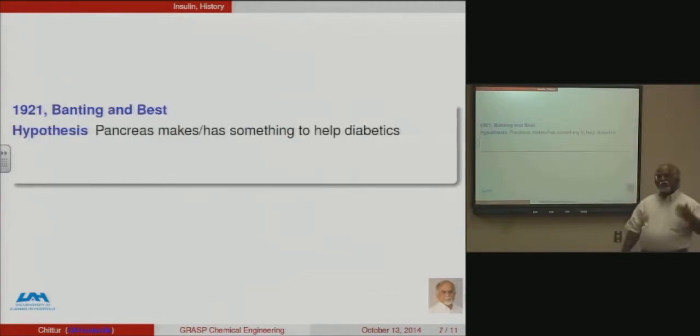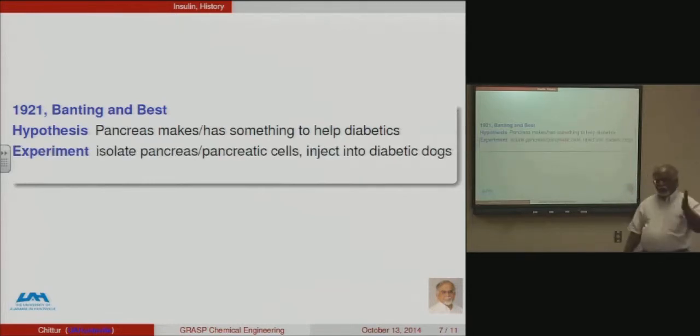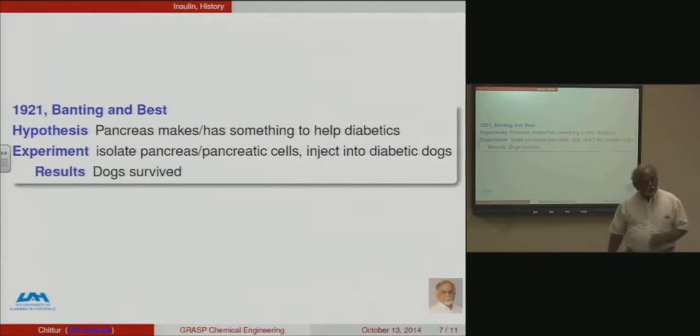That in turn led to experiments by a group in Toronto, a physician and I think a graduate student, and their hypothesis, as the others' hypothesis was, that the pancreas makes something to help the diabetics. So they isolated the pancreatic cells and injected some of the cells into diabetic dogs, and the dogs survived. Here is a clear case in which a hypothesis led to an experiment confirming the hypothesis. So they knew that the pancreas was making something that is important for diabetics.